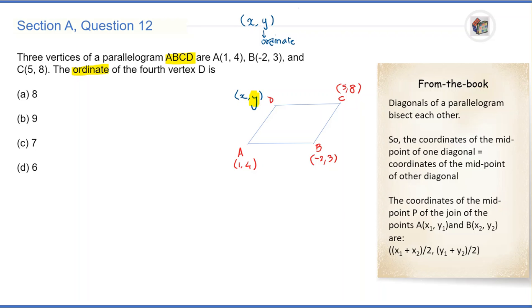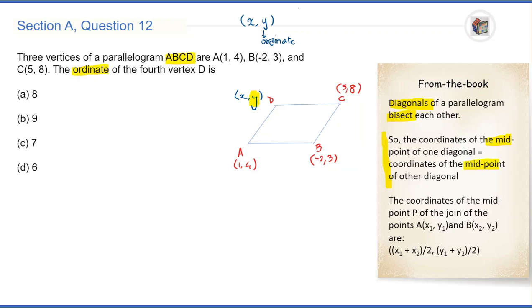Okay, now how do I get this? What are the properties of a parallelogram? I'll have to rely on them. One property from the book that we have is diagonals of a parallelogram bisect each other. That is, if I join AC and BD, then they will meet at a point here in the center, and that point will cut each diagonal into two equal parts. So that means the midpoint of one diagonal, wherever that is in the middle, is equal to the midpoint of the other diagonal. This is what we're going to use here.